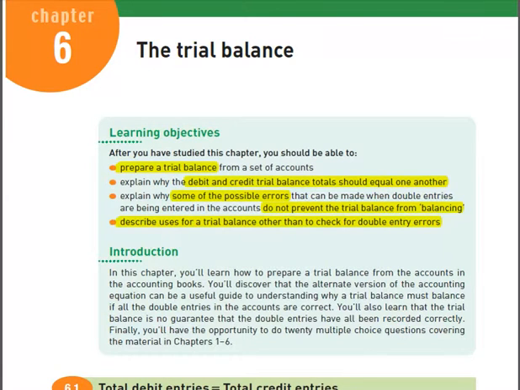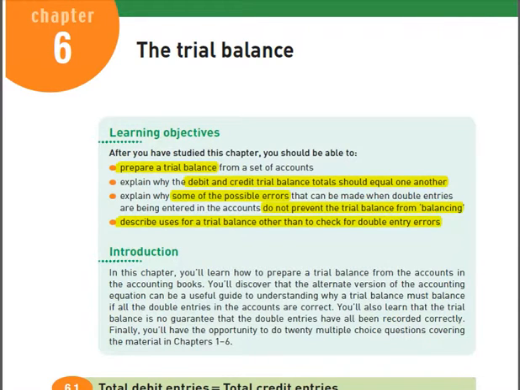Hi, so in the last few videos, we covered the first five chapters, which involved going through the accounting equation, learning the process of double entry for assets, liabilities, and capital accounts, as well as revenue and expenses accounts, accounting for stock, and then in the last chapter, chapter 5, we found out how to balance off accounts and carry down the different balances.